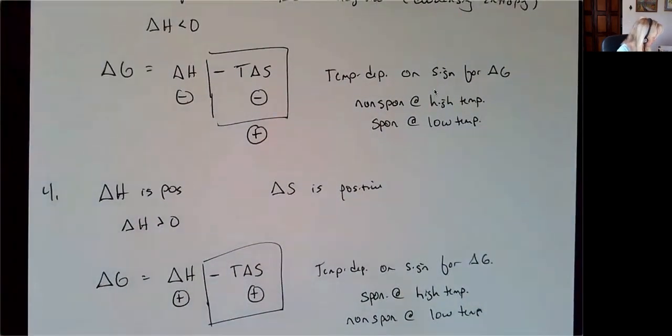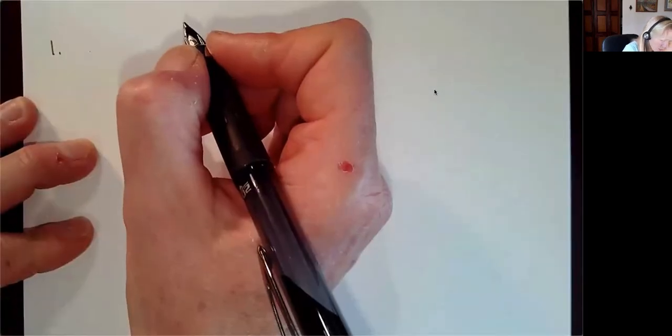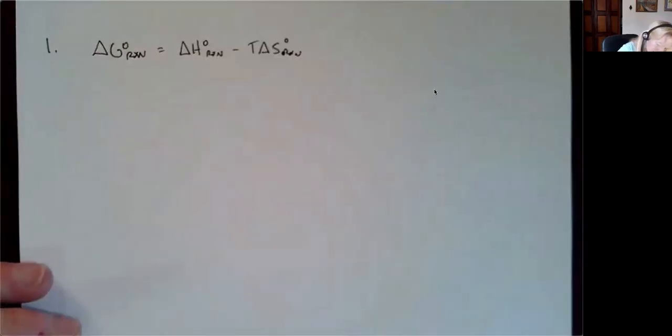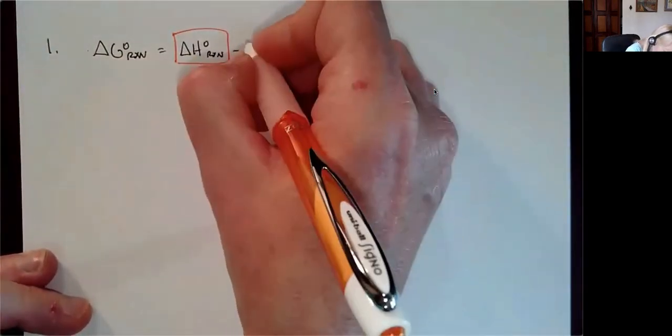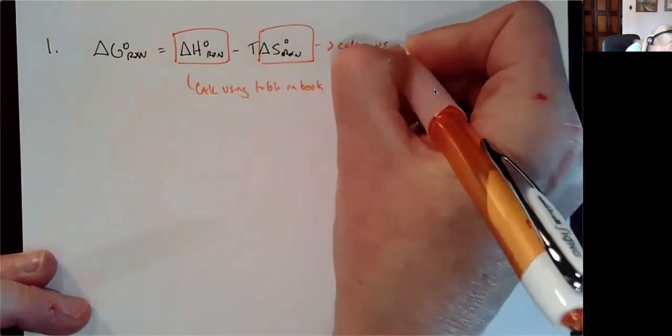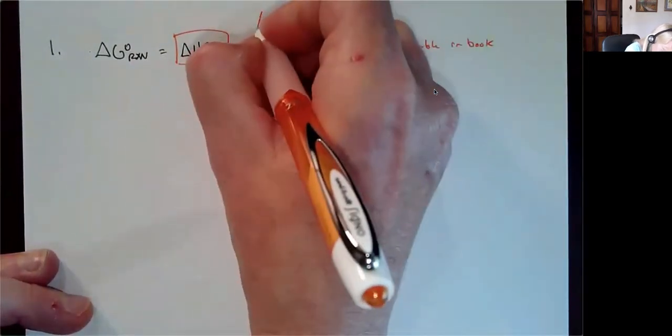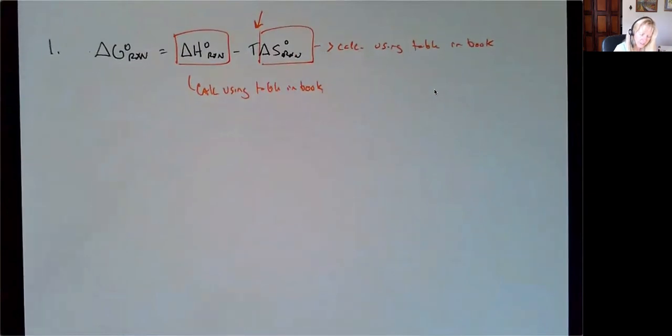All right, really briefly, there are 3 ways to calculate delta G for a reaction. The first one is if I have delta H and delta S, I can calculate delta G that way, where I calculate this separately using the table in the book, and then I calculate this separately using the table in the book, and this is my temperature of my reaction. So I can calculate delta G that way.